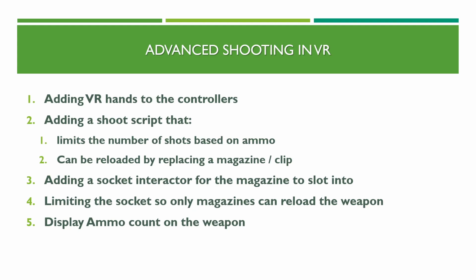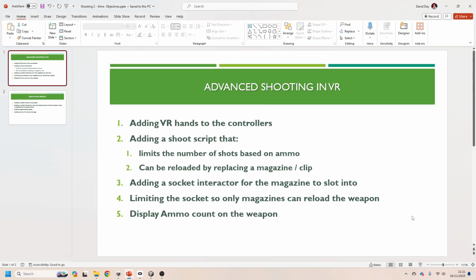hands for the character. Adding a shoot script that limits the number of shots based on the amount of ammunition, and the ability to reload by replacing a magazine. Adding a socket interactor for the magazine to socket into, limiting the socket so only magazines can reload the weapon through the use of layers, interaction layers, and then displaying the ammo count on the weapon itself. So let's get straight to it.